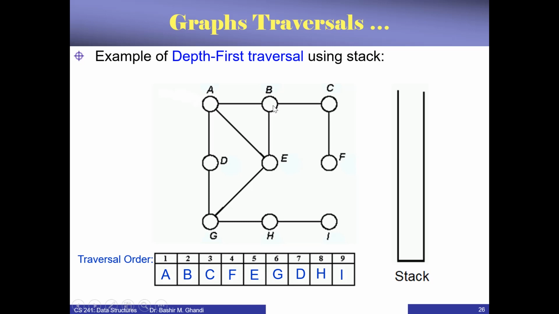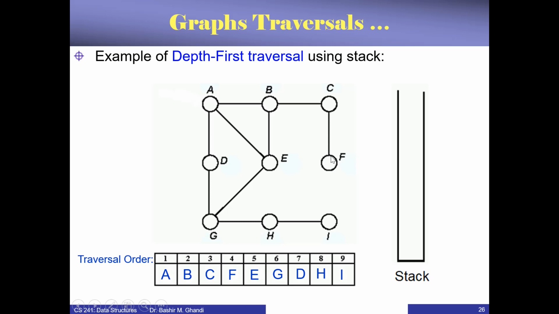From B, alphabetically we go to C. So again, you can see C. From C, alphabetically we go to F. Okay, so A, B, C, F. But now we are stuck. From F, we cannot go anywhere. So you have to backtrack.